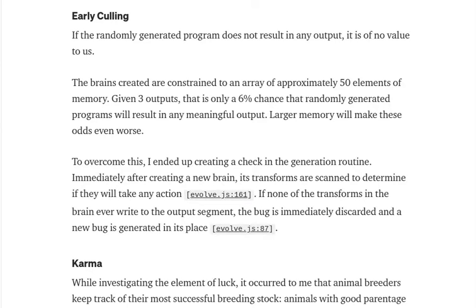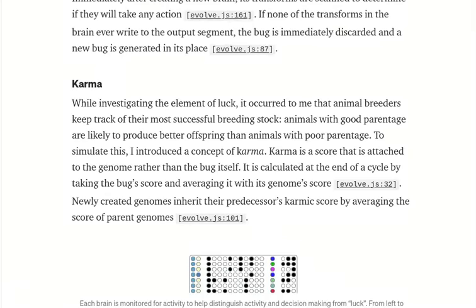To overcome this, I ended up creating a check in the generation routine. Immediately after creating a random brain, its transforms are scanned to determine if they will ever result in any action. If none of the transforms in the brain ever write to the output segment, the bug is immediately discarded and a new bug is generated in its place.